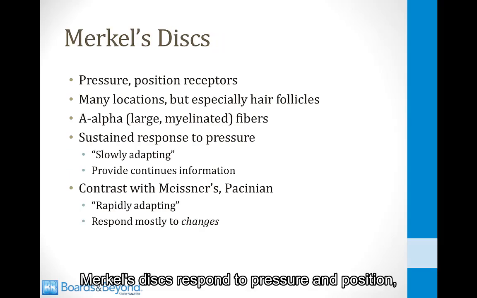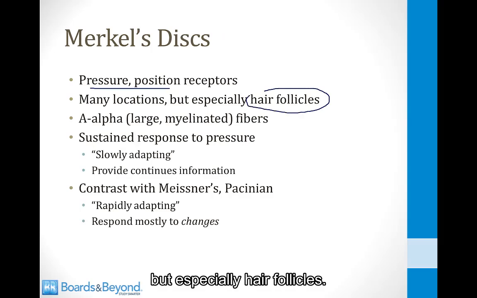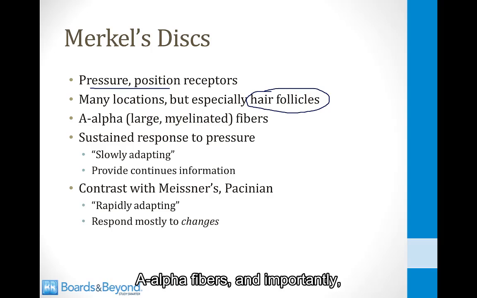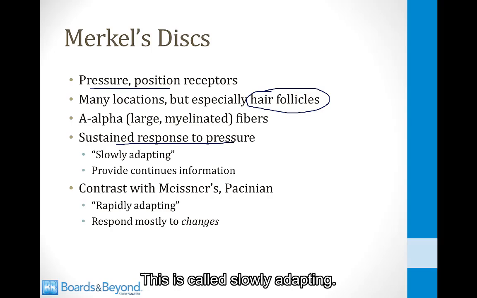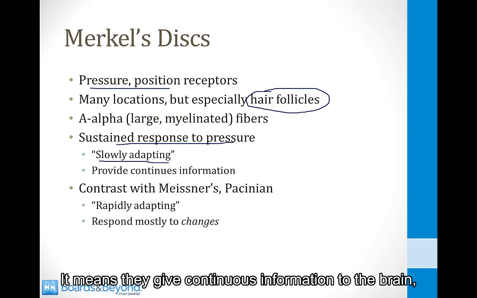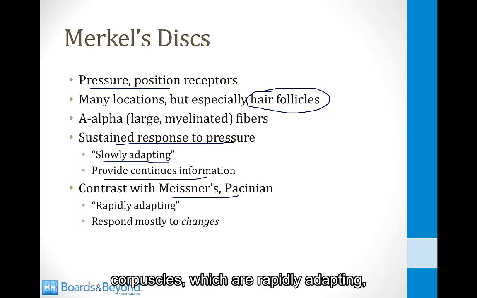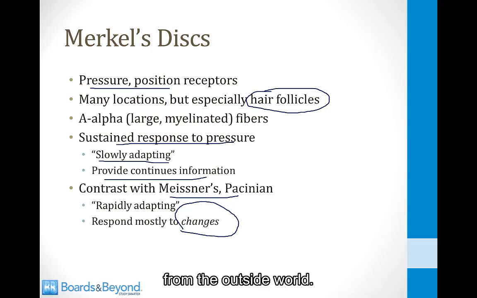Merkel's discs respond to pressure and position, and they're found in a lot of places, but especially hair follicles. They send their signals by large myelinated A alpha fibers, and importantly, they show a sustained response to pressure. This is called slowly adapting. It means they give continuous information to the brain. You can contrast this with Meissner's and Pacinian corpuscles, which are rapidly adapting, and they respond mostly to changes in input from the outside world.